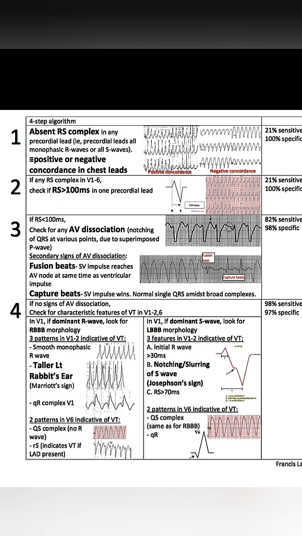In LBBB morphology in V1, if there is dominant S wave, then three features of VT in V1 to V2 are that initial R is more than 30 milliseconds, there is notching or slurring of S wave called Josephson sign, and RS more than 70 milliseconds. And two patterns in V6 indicative of VT: big Q, big S complex, same as for right bundle branch block, and small Q, big R complex in V6. This is 98% specific and sensitive, around 97 to 98%.